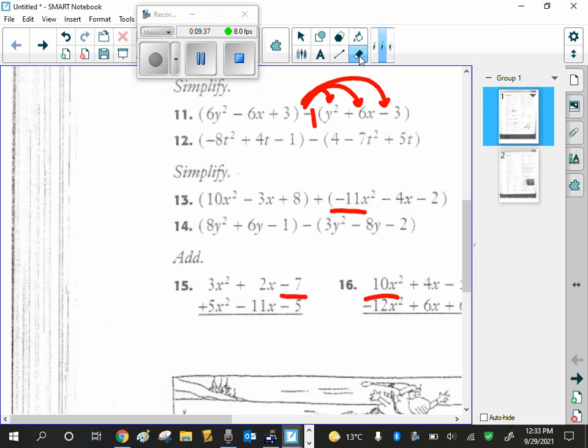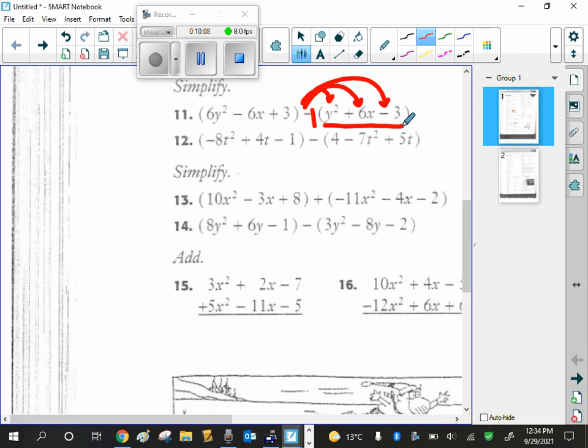I got this. I do that every time. So here, you're going to change all the signs inside the second bracket. Your y squared is going to become negative y squared. Your 6x is going to become subtract 6x. Your subtract 3 is going to become plus 3 because you're multiplying by negative 1. Okay, it's good to know the shortcut or the rule, but it's good to know why all the signs change. It's because you're multiplying by -1.